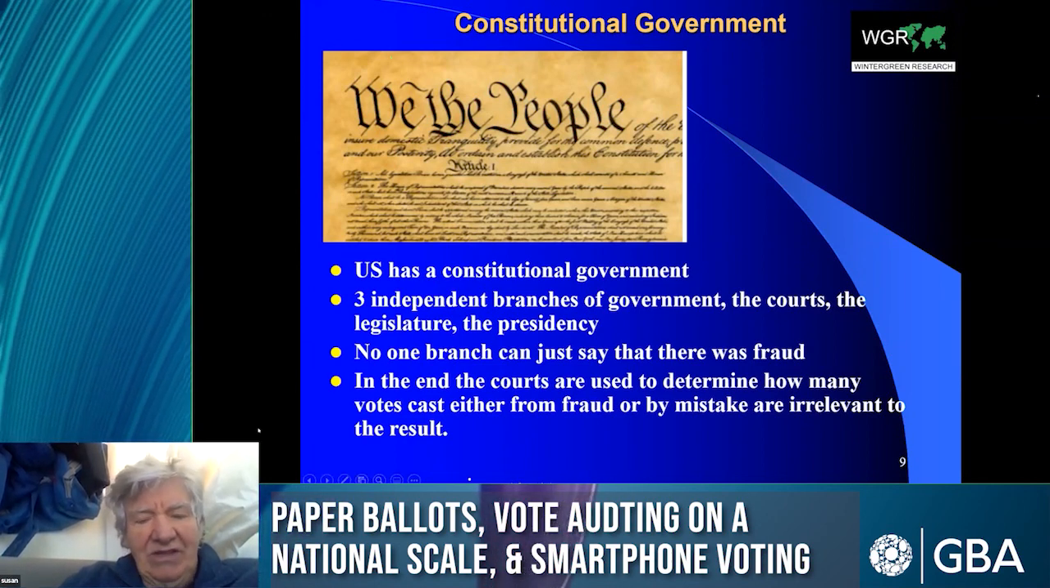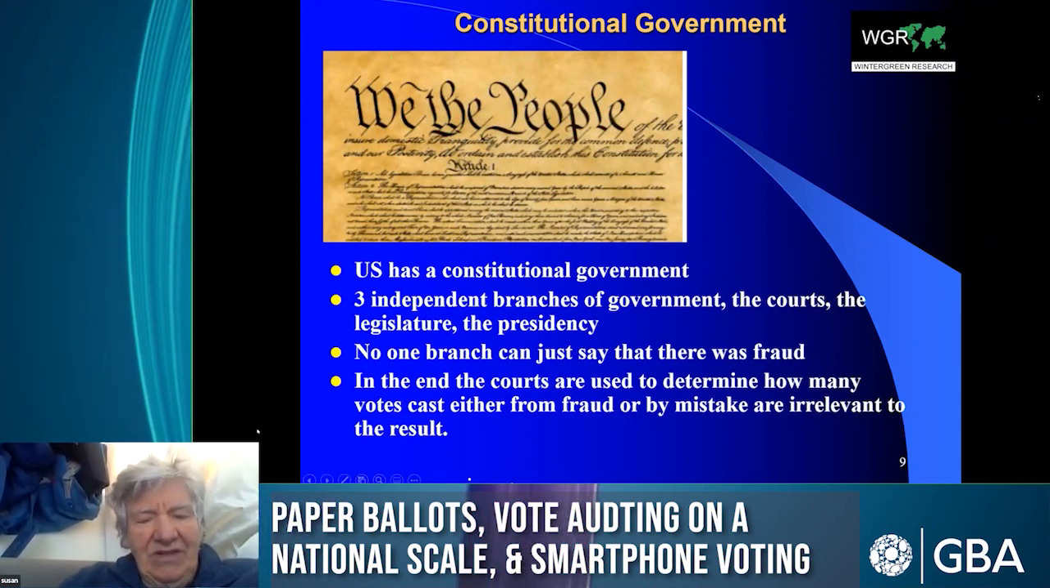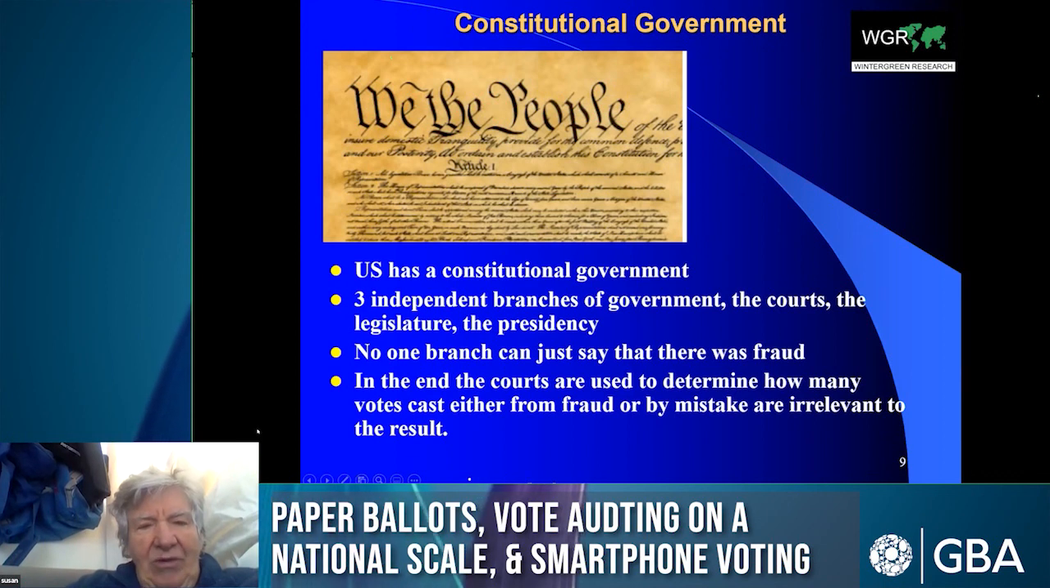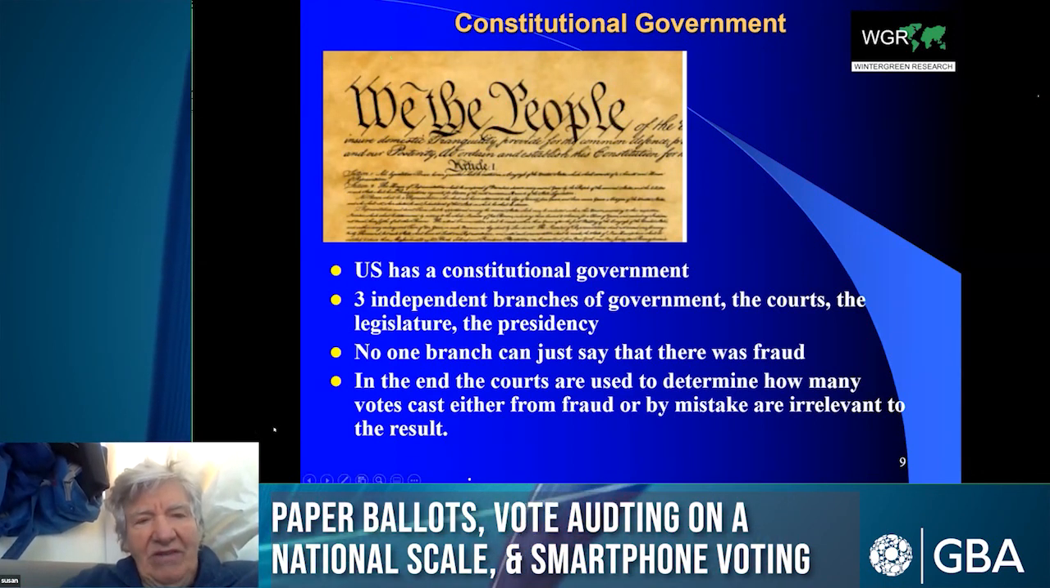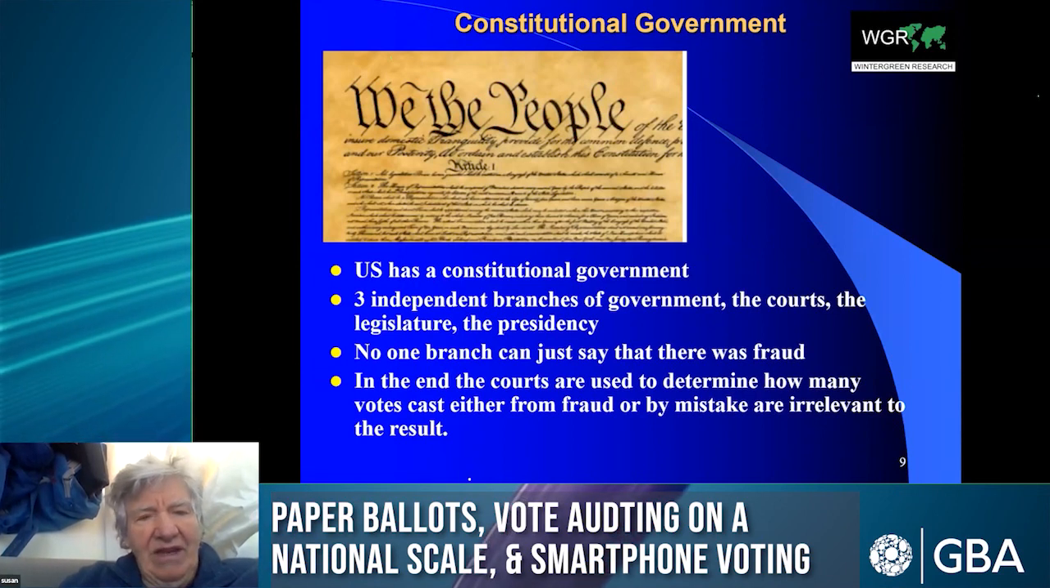I've gone back and looked at the 100,000 court cases that are really part of our election law. It isn't just the laws that the state governments have passed. It's also all the court cases.